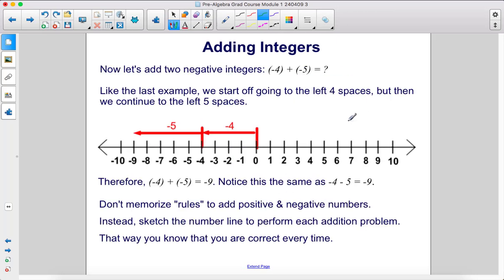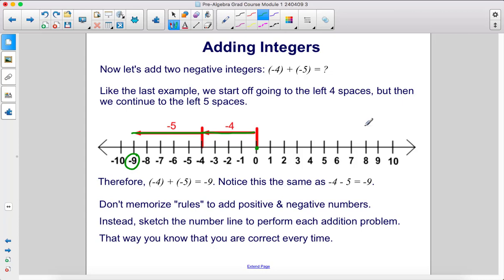Now let's add two negative integers, negative 4 plus negative 5. Like in the last example, we start at 0, we move to the left 4. We have negative 4. Then we continue to the left 5 more spaces, and we end up at negative 9. Therefore, negative 4 plus negative 5 equals negative 9. Notice this is the same thing as negative 4 minus 5.